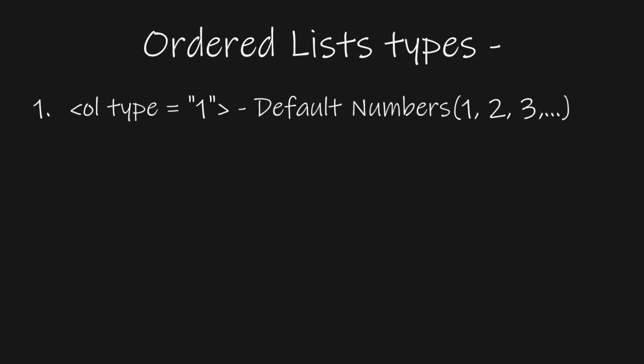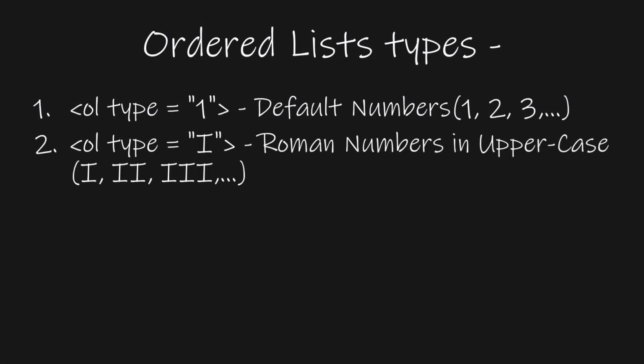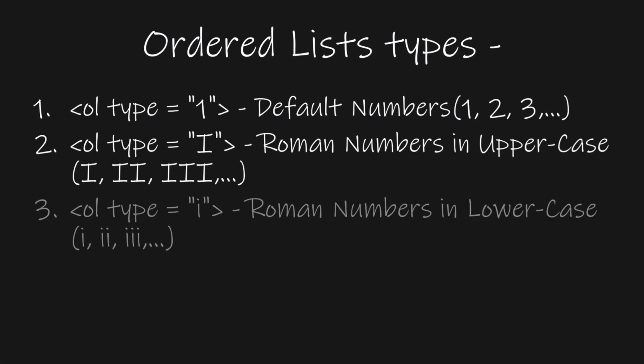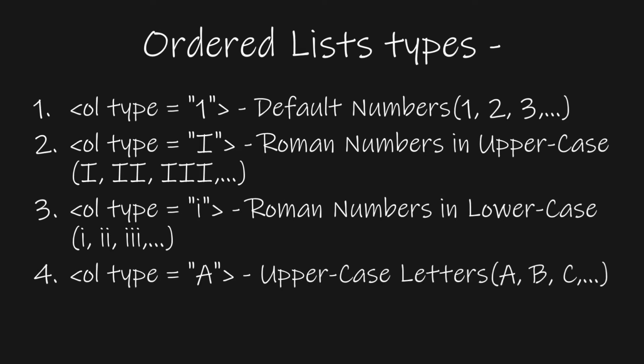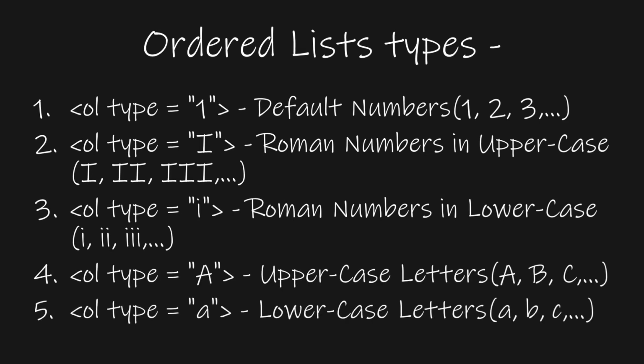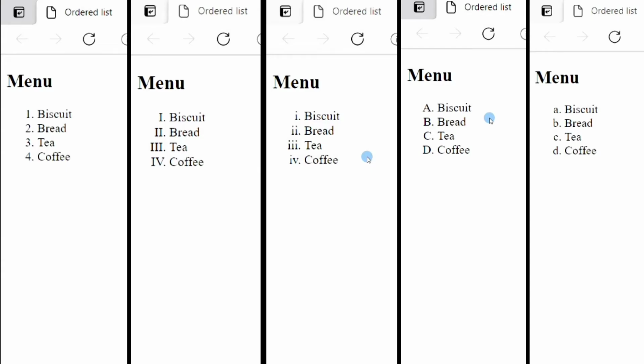In HTML, we can use 5 different styles of ordered list. First one is number. It is the default type, so we don't have to write this. Second type is uppercase Roman numbers. Third type is lowercase Roman numbers. Fourth type is uppercase alphabets. And the last type is lowercase alphabets.